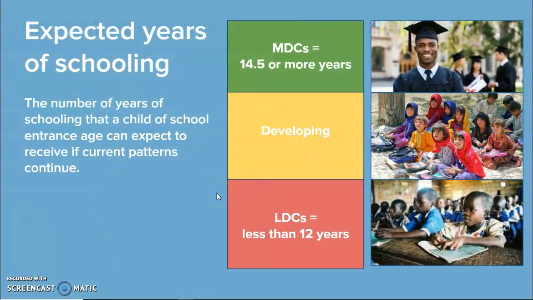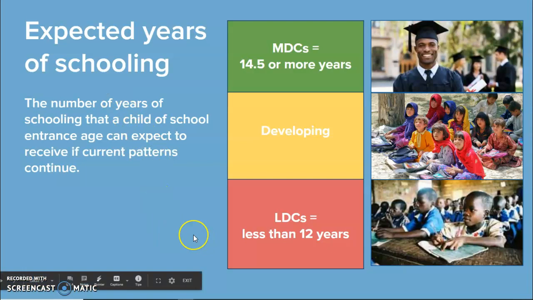Okay, the next category is the expected years of schooling. In a more developed country, it's 14.5 or more years. So if you think about your life, you probably started with kindergarten, and by the time you graduate high school, that will be 13 years. If you had a year of preschool in there, that would be 14. But in the U.S., or in the more developed countries, you're expected to do some schooling after a regular high school level. In a less developed country, it's less than 12 years.